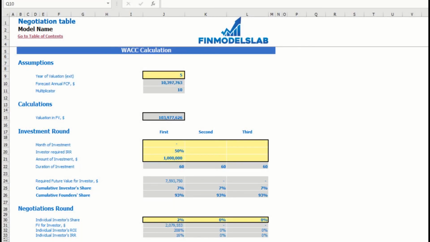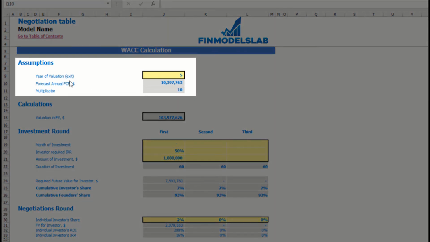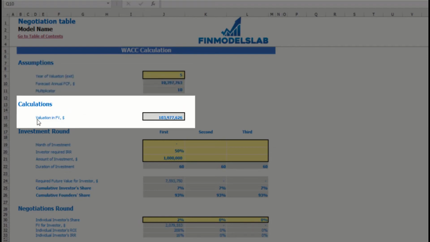In the negotiation table, you may see the calculation of investment round and negotiation round, up to 3 rounds for each. So on the top you may see the assumptions. First is the year of valuation or exit. By default this is 5 years. You can change it to another value, for example 4 or 6 years. You can see the calculation of forecast annual free cash flow and multiplicator based on the valuation tab. Here is the calculation of valuation in future value, also based on the valuation tab.